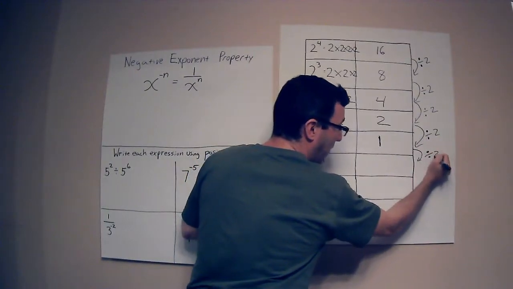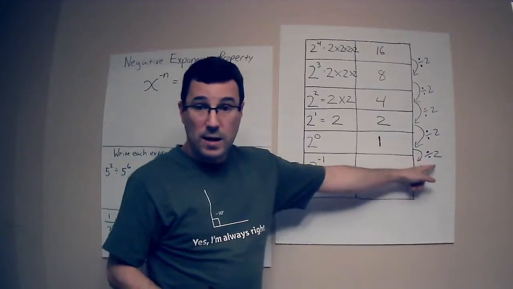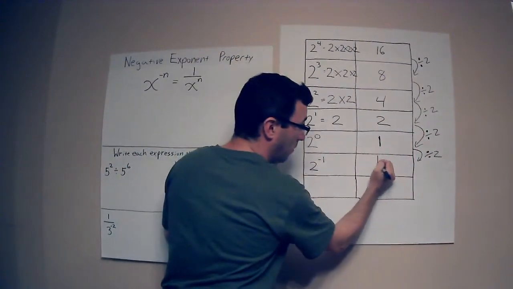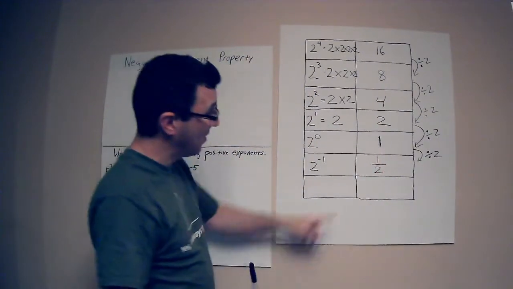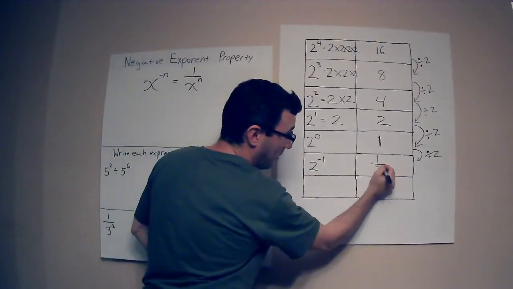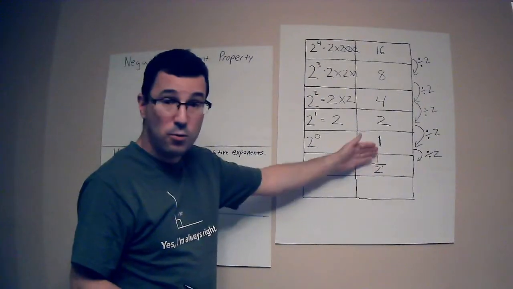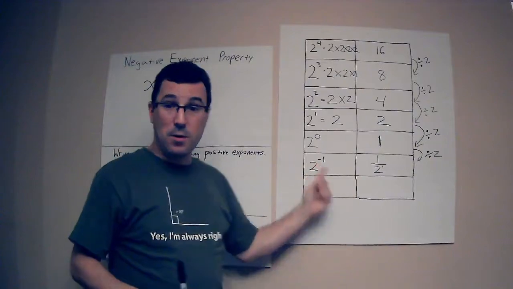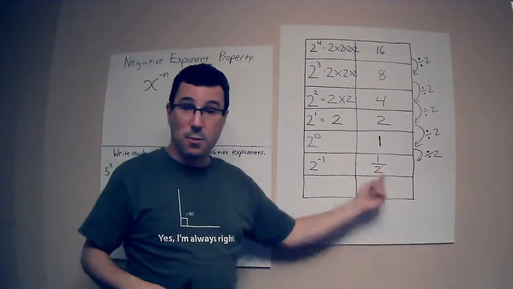Alright, that's my pattern. I've got to continue this pattern. So when I do 1 divided by 2, I get the fraction 1 over 2, which is actually 1 over 2 to the first power. We went from having a negative exponent to having a positive exponent.